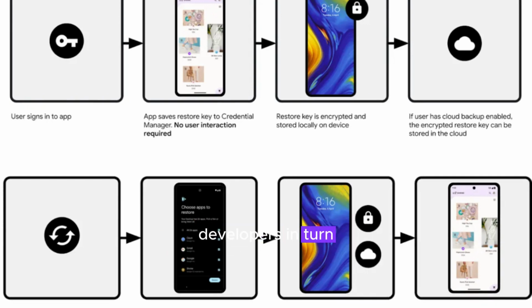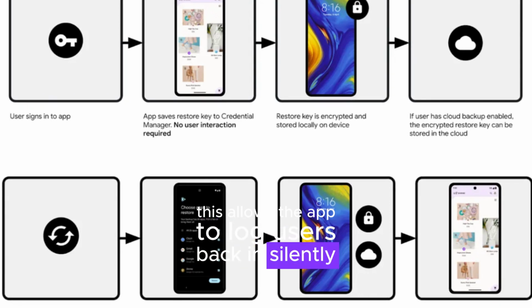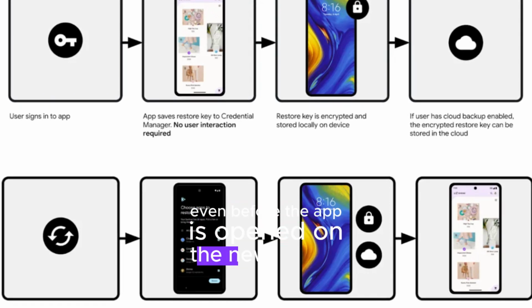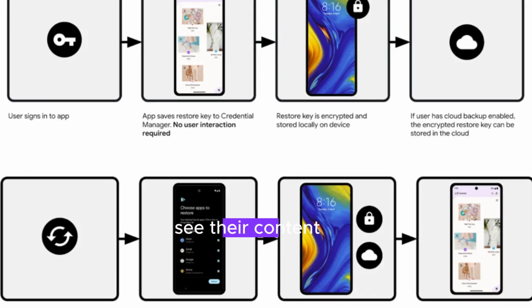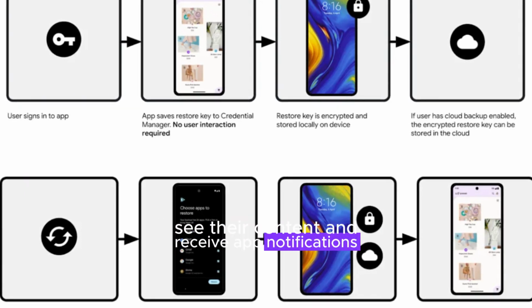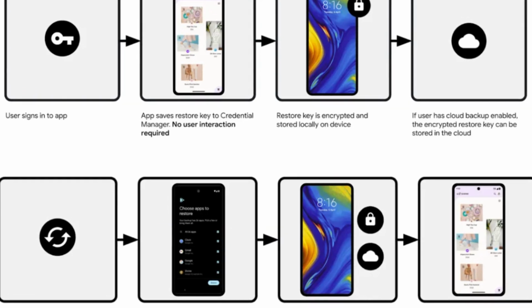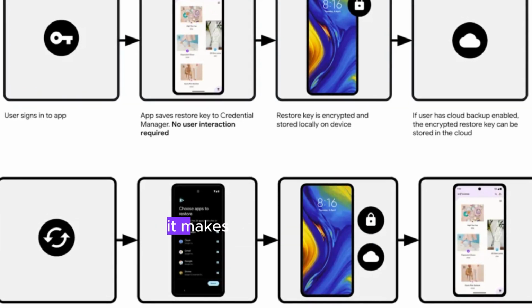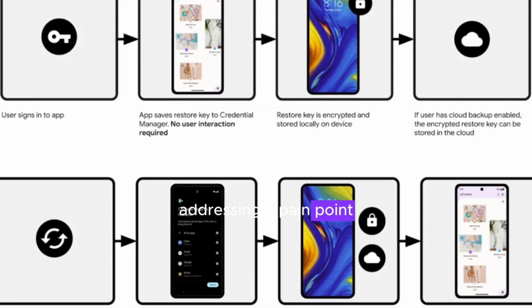Developers, in turn, can play a critical role in optimizing the feature by implementing a backup agent. This allows the app to log users back in silently, even before the app is opened on the new device. This enhancement means that users will see their content and receive app notifications without needing to interact with the app immediately post-setup. From a usability perspective, it makes switching devices significantly more efficient, addressing a pain point for millions of Android users.